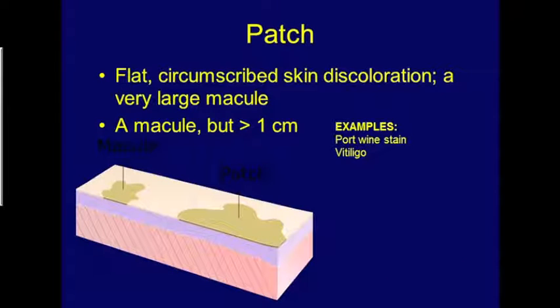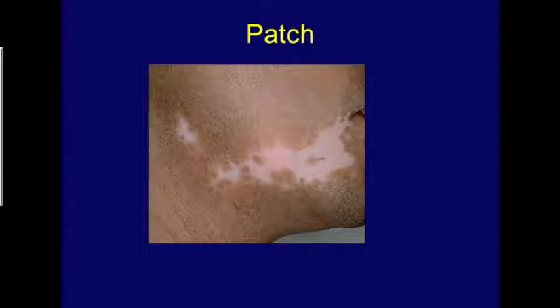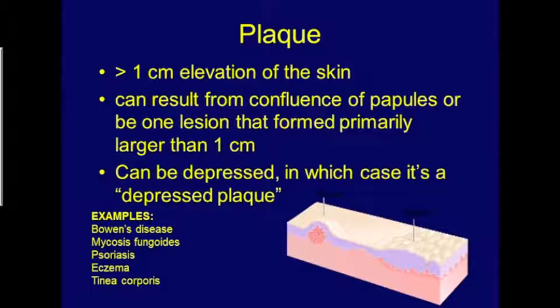A patch is really a large macule, larger than 1 centimeter, and again, port wine stains and vitiligo are good examples of that. And here we have a large area of vitiligo. Then a plaque is usually elevated and usually larger than 1 centimeter, and it can be the result of the confluence of several papules forming this plaque. It can also be depressed. You can have an atrophic plaque if the area is depressed, and you can have plaques in psoriasis, eczema, and tinea, which tend to be elevated.